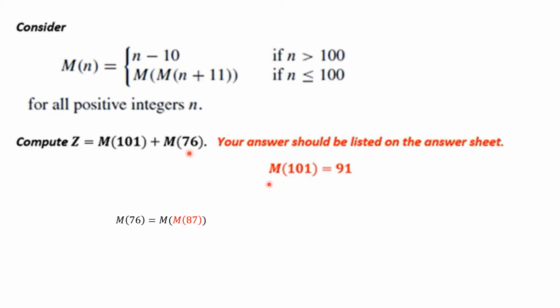Okay, so M of 101 is easy. I plug it into the top formula, I subtract 10, and so when I subtract 10 from 101, I get 91, and that's the answer to the first part. But then I have to add it to M of 76. Now M of 76 is equal to M of M of, I add 11 to 76, getting 87. This is a more involved calculation.